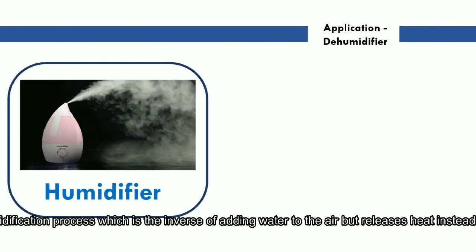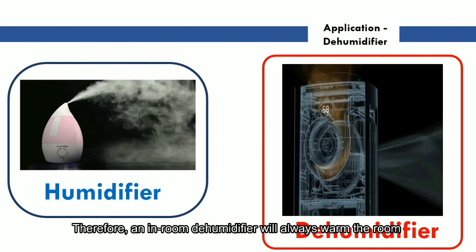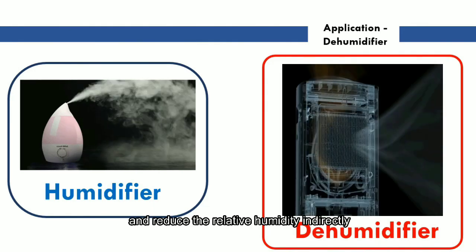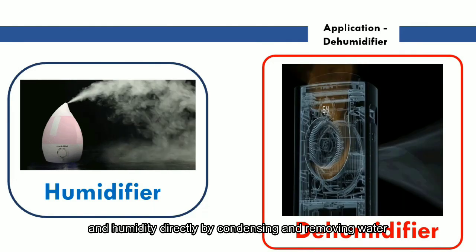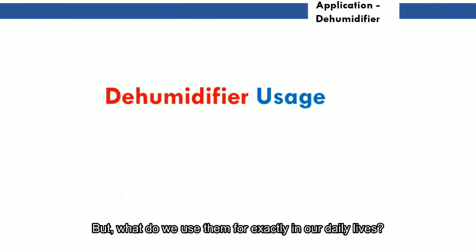A dehumidifier applies the dehumidification process, which is the inverse of adding water to the air, but releases heat instead to remove the excess vapor. Therefore, an in-room dehumidifier will always warm the room and reduce the relative humidity indirectly, and humidity more directly, by condensing and removing water. But what do we use them for exactly in our daily lives?